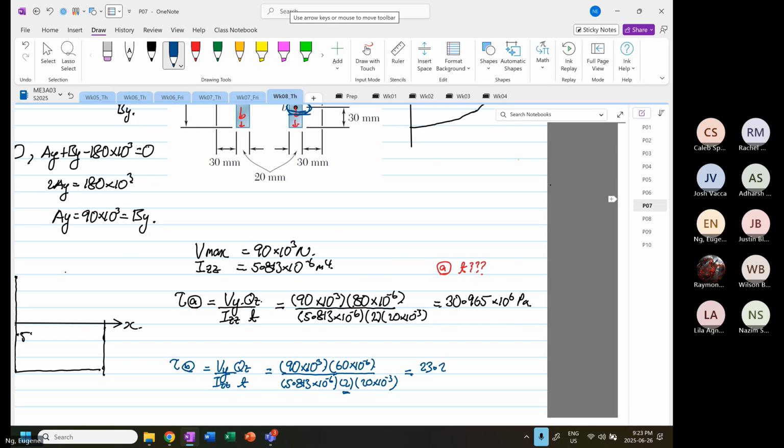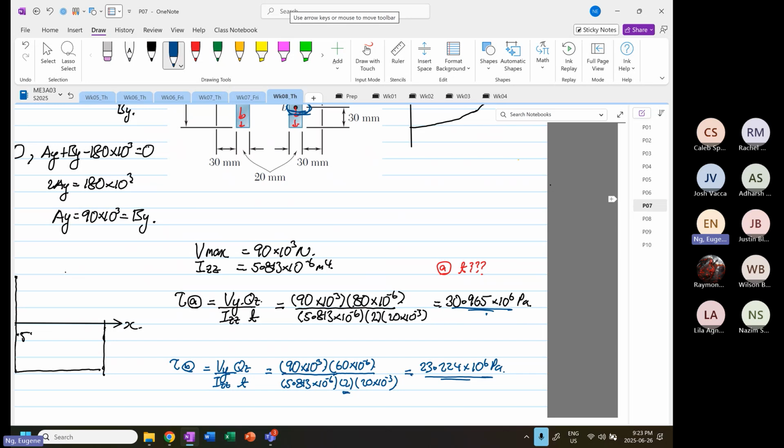This is equal to 23.224 times 10 to the power 6 Pascal. I'll do it again. 90 power 3 times 60 power minus 6 divided by 5.813 power minus 6 divided by 2 divided by 20 power minus 3. 23.224 times 10 to the power 6 Pascal. So we have determined our A and B.